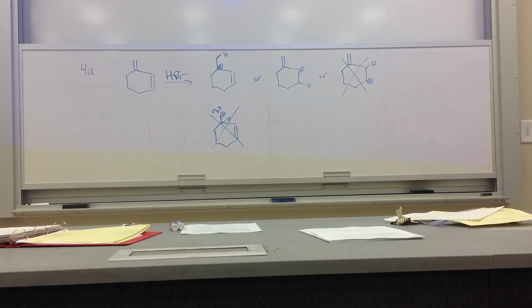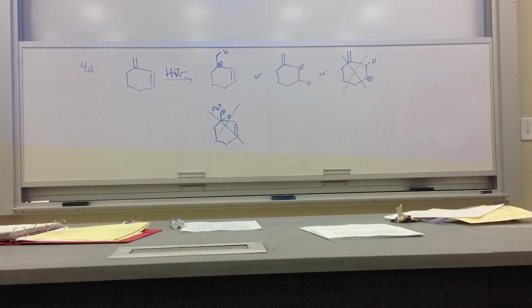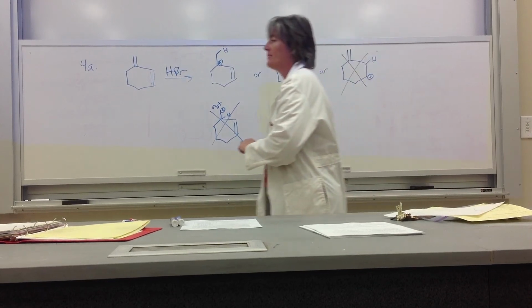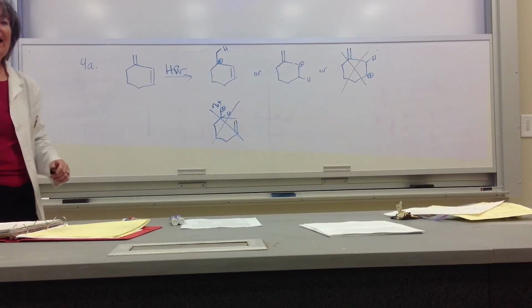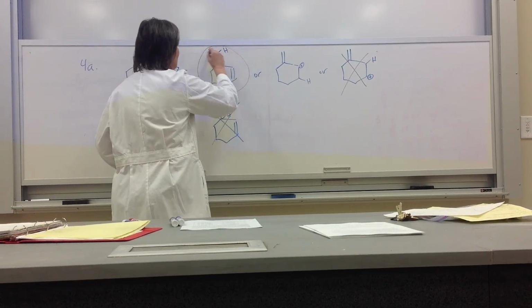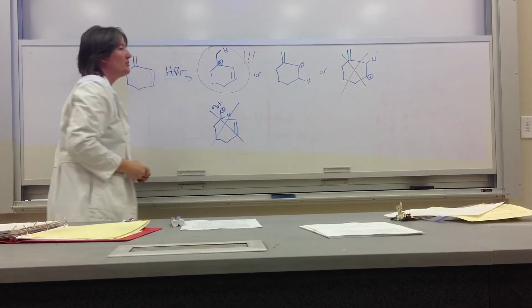That leaves us with two. One will form preferentially over the other. Which one's the better one, first or second? The first one. How come? Tertiary allylic carbocation, right? This is the one, ding, ding, ding, that you want to work off of.